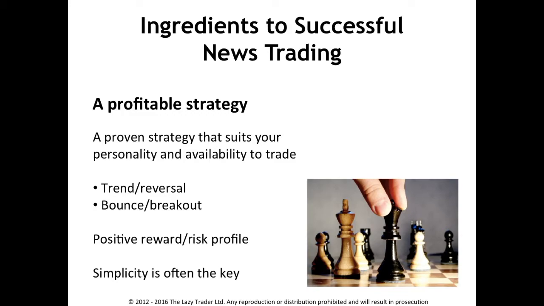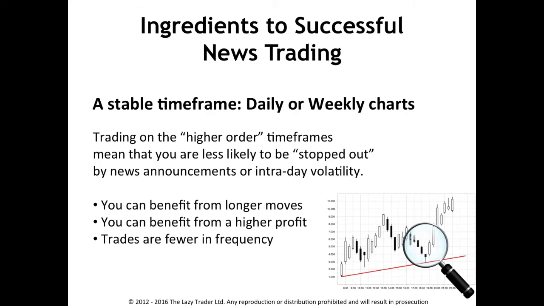When I say 1 or 2%, I always encourage people to risk maximum 1% once they've had 6 months consistent results, i.e. if they're able to show a net gain after 6 months of trading, then expand it to 2%. That's what I always encourage people. When it comes to a profitable strategy, it doesn't really matter what it is, whether it's a trend or reversal, a bounce or a breakout, as long as it's got a positive reward to risk profile, that's key.